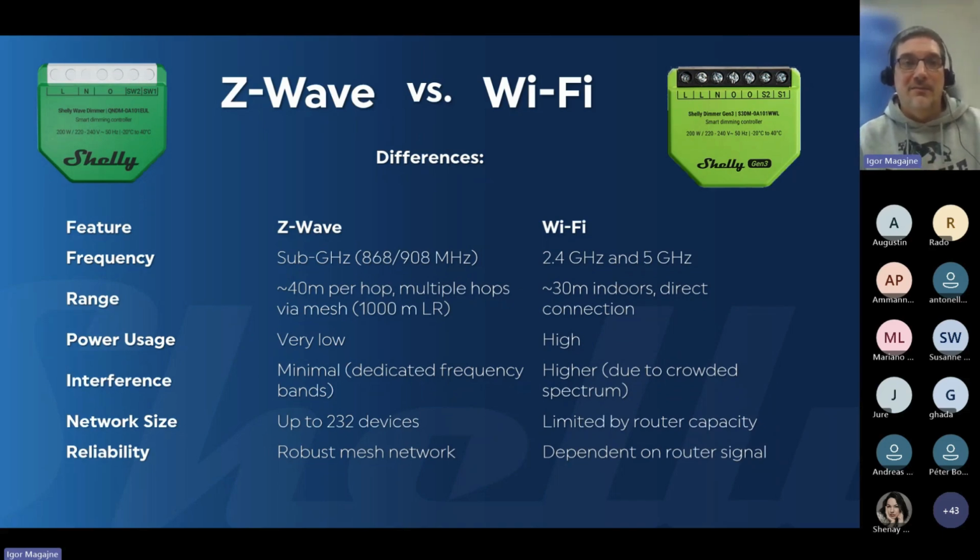Reliability. With Z-Wave, we say that it's a little bit more reliable because of this mesh network. So if you have a network with a lot of devices, if one of them falls out, the others will still continue to work because they will hop over others. And basically Wi-Fi depends on the router signal or other access points that extend, or other routers that extend the range.